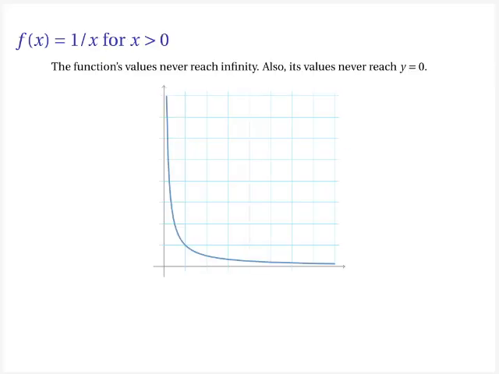Here's an example of a function that has neither a highest spot nor a lowest spot. Again, familiar function 1 over x, where x is greater than 0. The function's value never reaches infinity, and its values also never reach y equals 0. So optima are somewhat complicated behavior. I mean, not tremendously hard, but they aren't 1, 2, 3. They're things a person needs to think about.